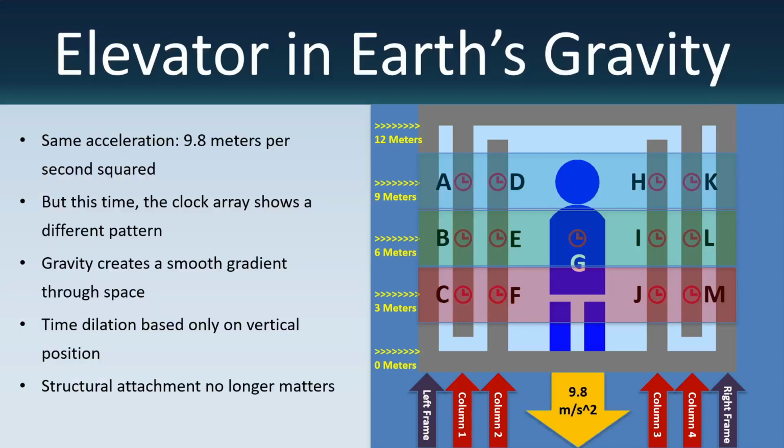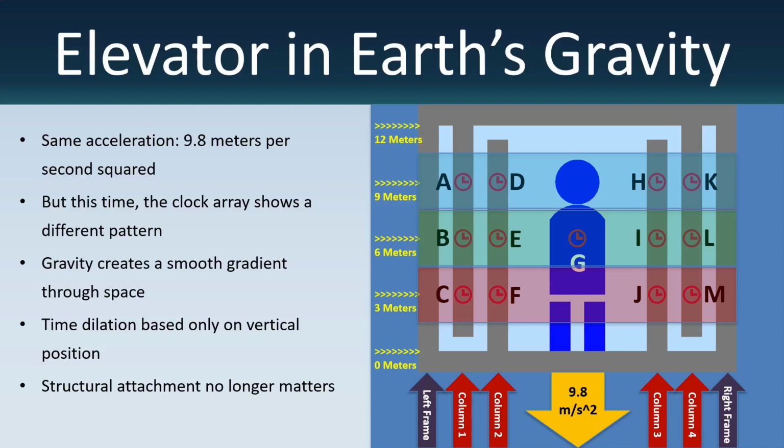Elevator in Earth's gravity. Now we place the same specially engineered elevator on the surface of the Earth. The acceleration is still 9.8 meters per second squared. But here it comes from gravity, not motion. In this case, the energy doesn't travel through materials. Gravity creates a smooth energy gradient through space, and the clocks respond based on their height, not how they're connected to the structure. The time dilation pattern is different.